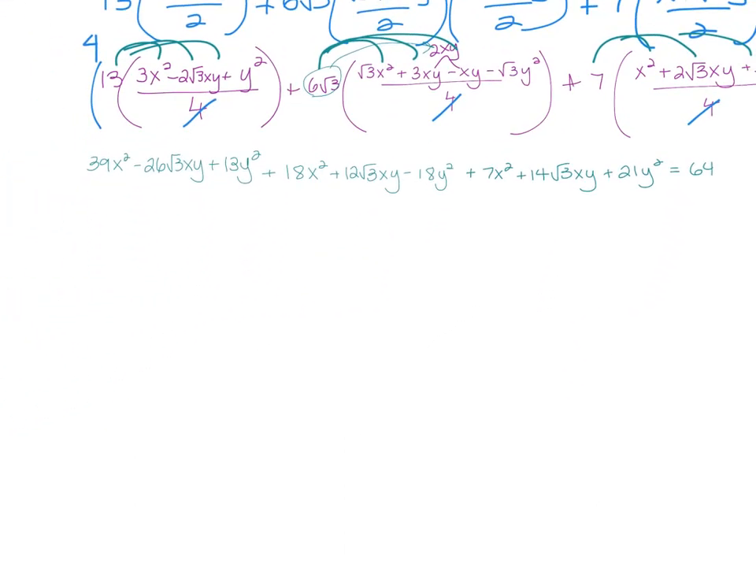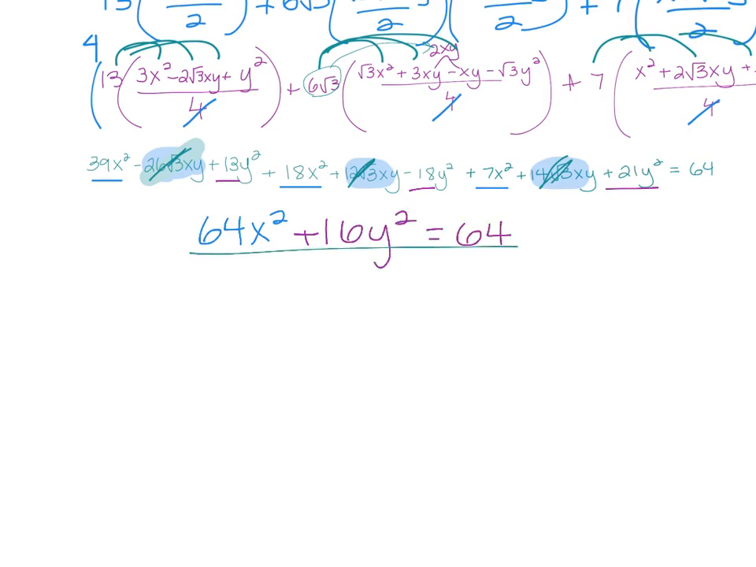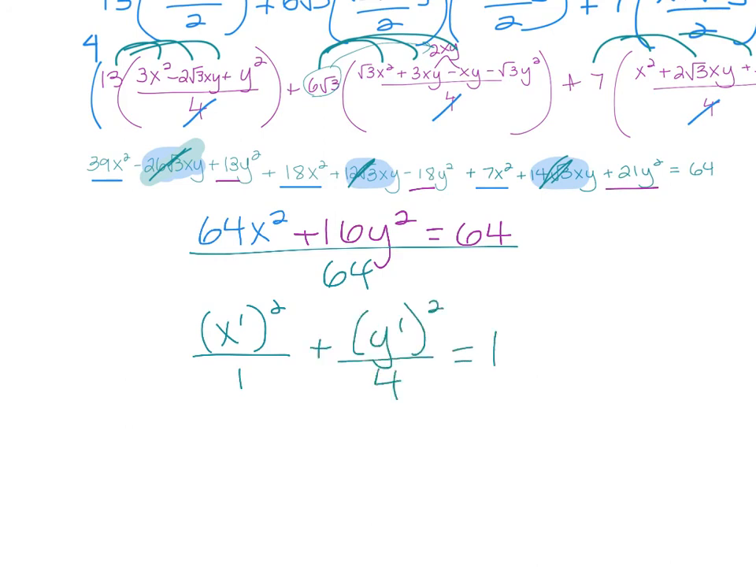All right, so now we're here. We want to look for our xy terms. So I've got negative 26 root 3 plus 12 root 3, which is negative 14 root 3, and then a positive 14 root 3, which means I cancel these out, which is exactly what we wanted to happen. Then group together the x squared, so 39x squared plus 18x squared, that's 57x squared plus 7, which is 64x squared, and then do the same thing with the y's. 13 minus 18 is negative 5, plus 21 is positive 16y squared equals 64. Get it into standard form, dividing everything by 64, and I'm going to add the primes back in. So I get x prime squared over 1 plus y prime squared over 4 equals 1. So this is an ellipse.